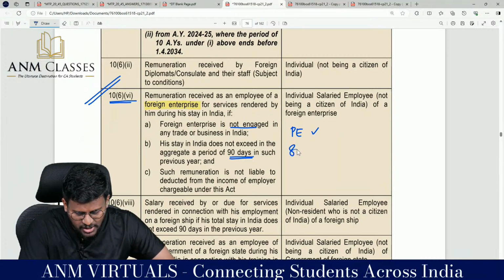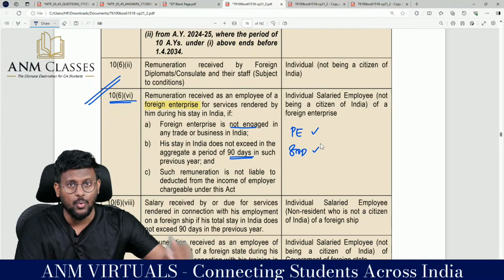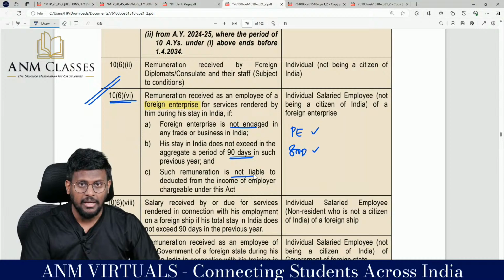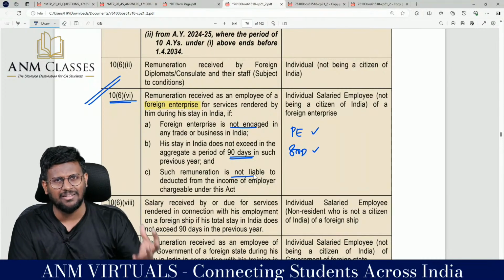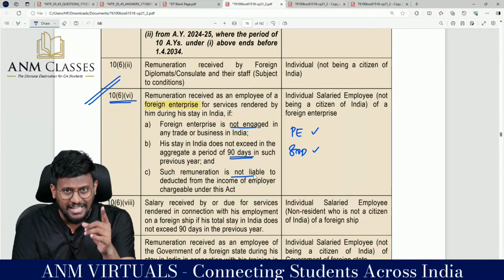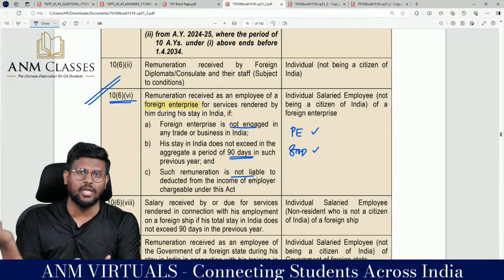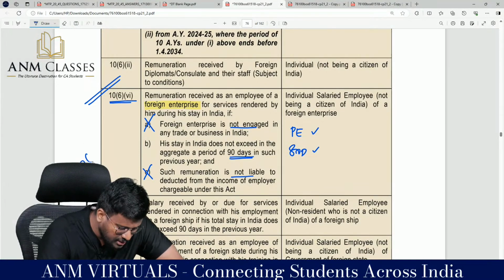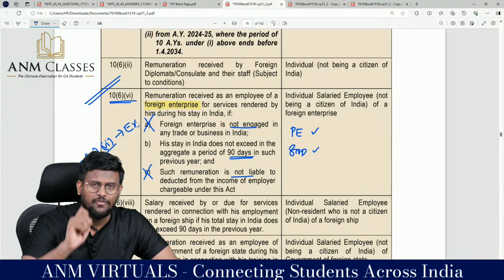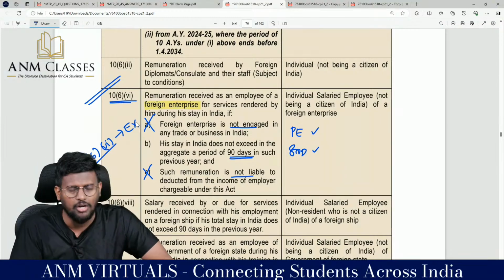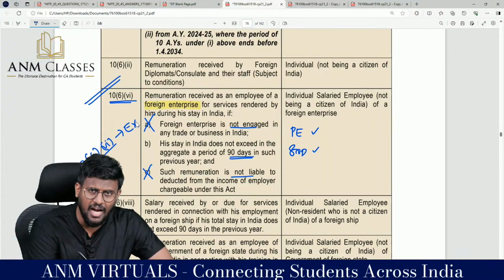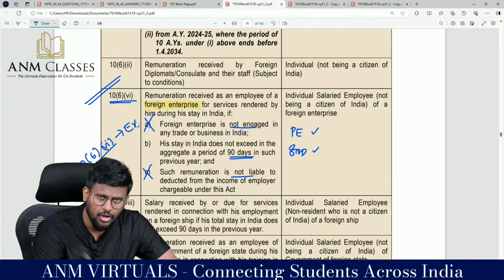That condition has been satisfied. He was in India only for 80 days, which is less than 90 days. Such remuneration is not liable to be deducted from income of the employer chargeable under this Act. Since the salary has been paid by the Indian permanent establishment, that will be debited to their P&L account. That means these two conditions have not been satisfied. Then the section 10 subsection 6 clause 6 exemption cannot be claimed. That 25 lakh will be taxable in the hands of the non-resident. It will be treated as income accrued or arisen from India as per section 9 subsection 1 clause 2.